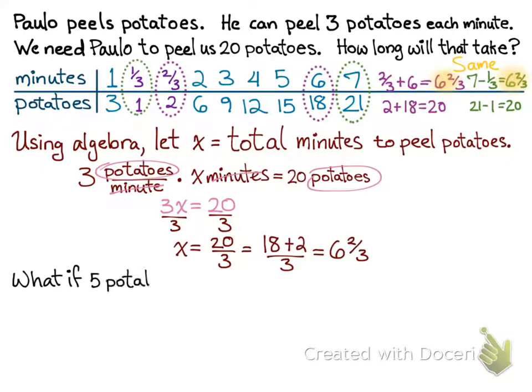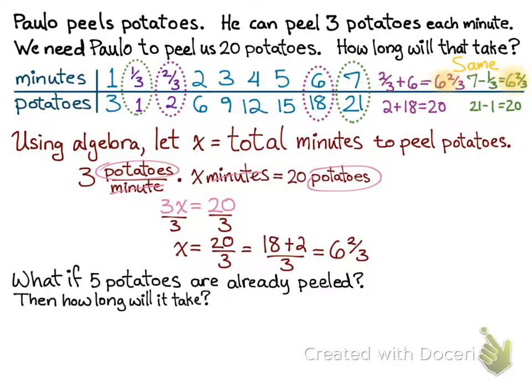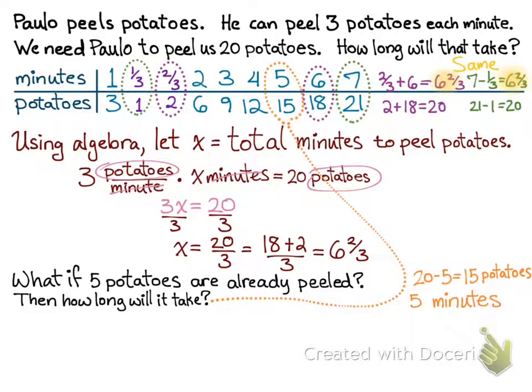Now, if we want to extend the problem to ask, what if 5 potatoes are already peeled, then how long will it take? We can solve this by noticing that 20 minus 5 is 15, and then look for the spot in the table where we have 15 potatoes, and see that it takes 5 minutes.